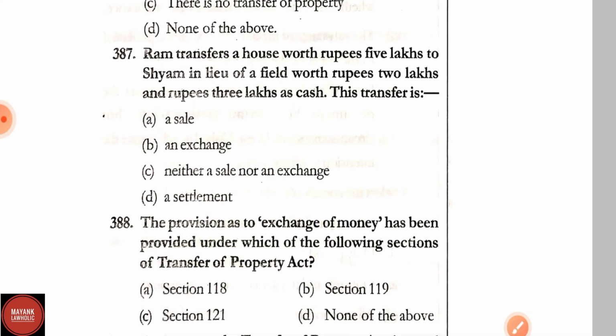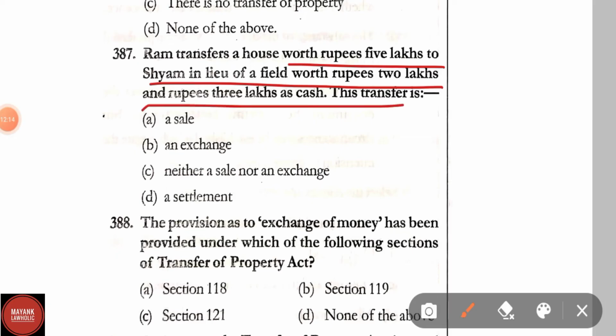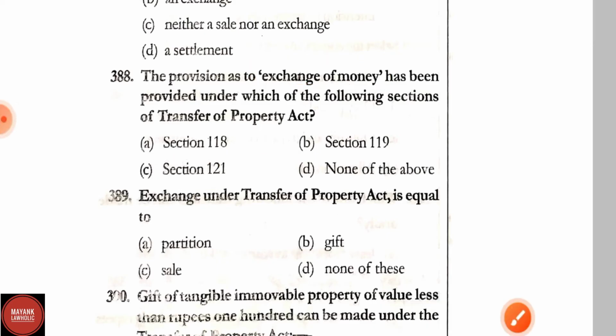Question number 387. Ram transfers a house worth rupees 5 lakhs to Shyam in lieu of a field worth rupees 2 lakhs and rupees 3 lakhs as cash. The transfer is a sale, an exchange, neither a sale nor an exchange, a settlement. Correct answer is option B, that is an exchange. Question number 388. The provision as to exchange of money has been provided under which section of the Transfer of Property Act? It is provided in Section 121 of TPA.